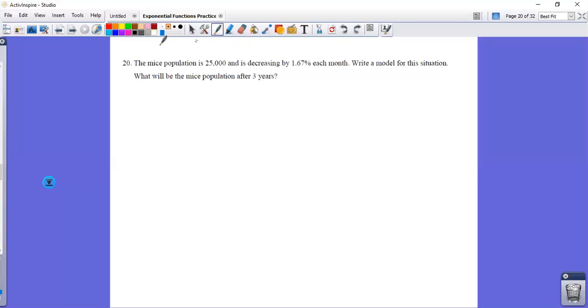Okay, so these are the ones starting with 20. These are the ones where you have to be careful. The rate is each month, but it wants to know the population after 3 years. So you're starting with 250,000 mice, and they are decreasing 0.167, sorry, 0.0167. So your time here has to be months, right?